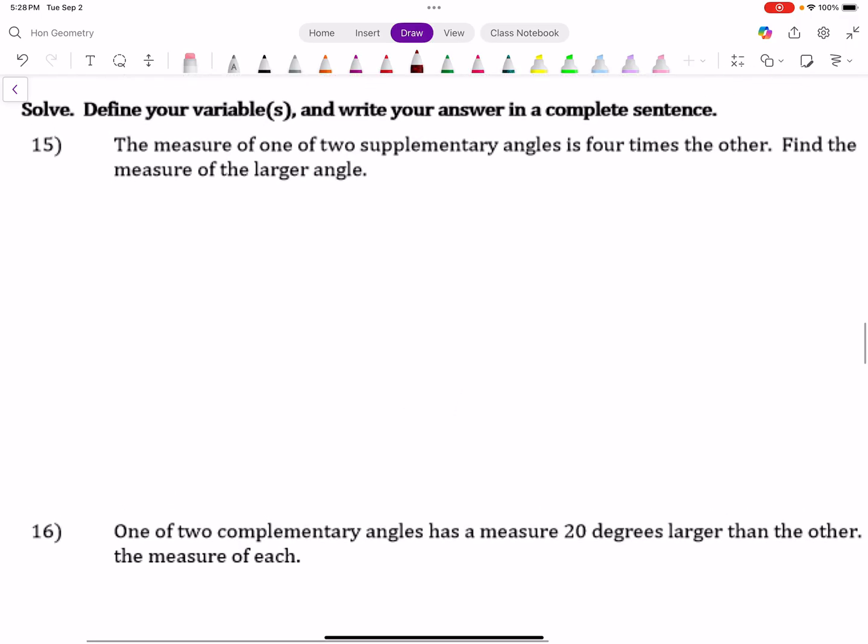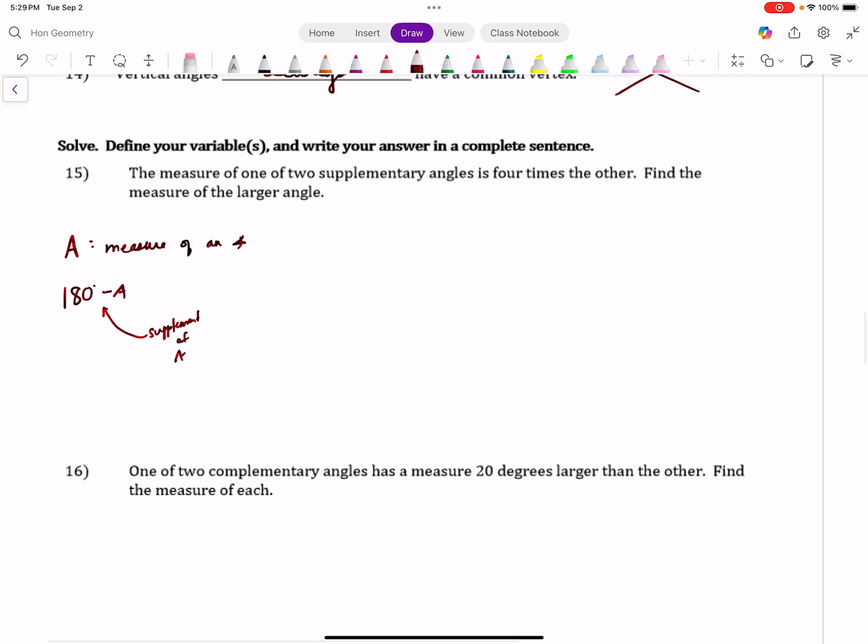All right. The measure of one of two supplementary angles is 4 times the other. Find the measure of the larger angle. So let's say A is the measure of an angle. So its supplement is whatever we add to that to make 180. So its supplement is going to be 180 minus A. So this is the supplement of A. All right. So the measure of one is 4 times the other. So the measure of one angle is 4 times as big as its supplement.